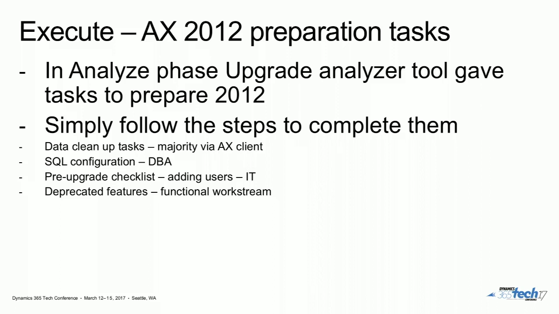Pre-upgrade checklist, adding users, IT task. Deprecated features is the big one. It's the elephant in the room out of those analyzer tasks, because it's not able to close the answer to those questions. It can help, like it will try and suggest what the solutions could be, but it can't tell you the solution is definitely this. It's up to you to decide. So that one will descend into rounds of meetings with people to decide what the appropriate action is.